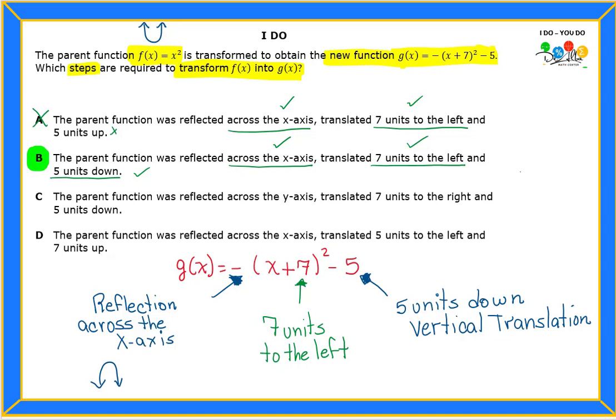If you want to, you can double check the rest of the answer choices. For example, letter C says it is reflected across the y-axis, and nope, that's not what happened. So C cannot be an answer. Letter D says reflected across the x-axis, so that's true. But then it says 5 units to the left, and we're not going 5 units to the left. The 5 units is actually down, so that's not the answer.